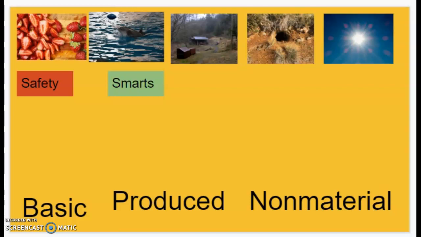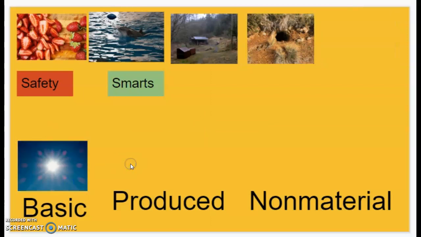All right, let's start at the top right with this picture of a sun. Is the sun basic, produced, or non-material? Well, for non-material, you can't hold the sun in your hand, but it's something that exists. It's material, it's physical, you can see it in front of you. So it's not non-material. God made the sun, but outside of that, no one made it. So the sun is a basic need. You just walk outside and the sun is there. You don't have to worry about it.